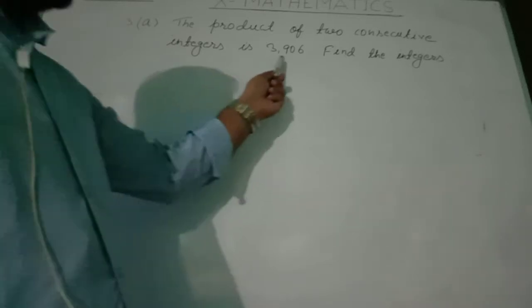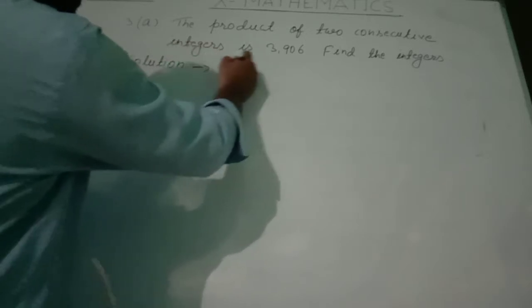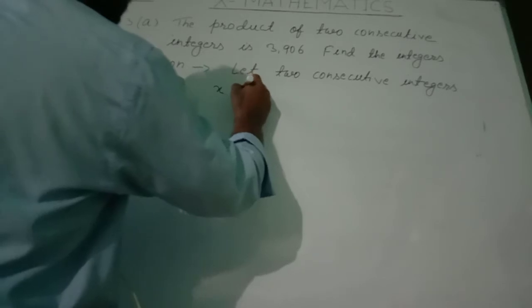In question number 3a, the product of two consecutive integers is 3906. Find the integers. Solution. Let two consecutive integers be x and x plus 1.